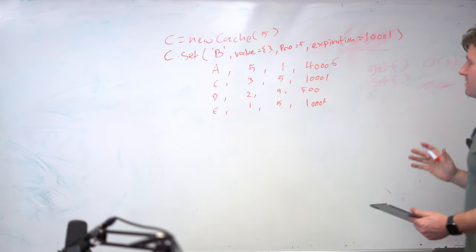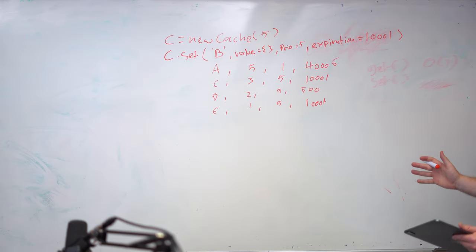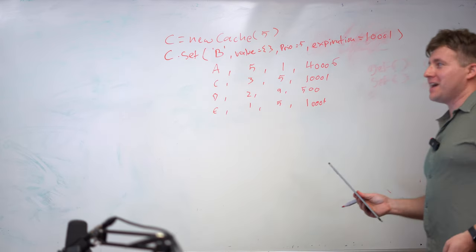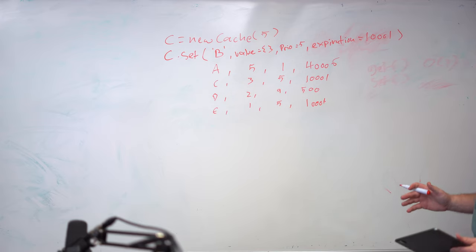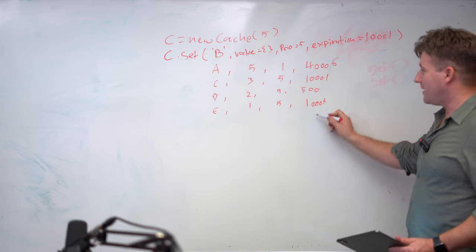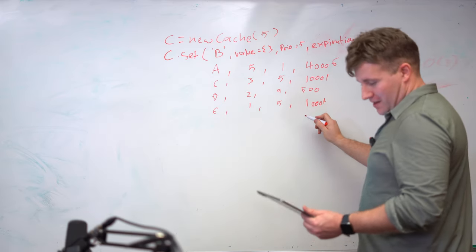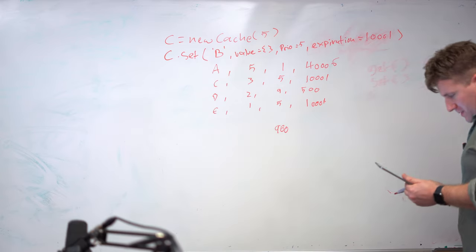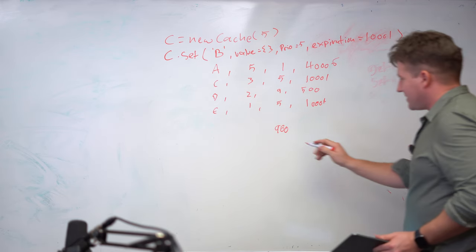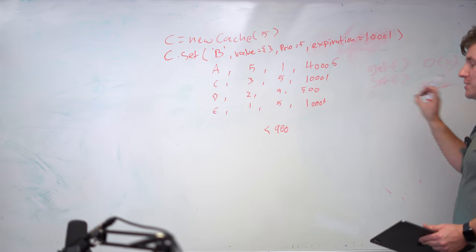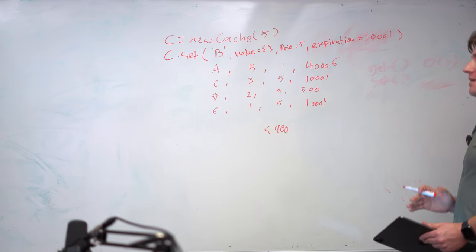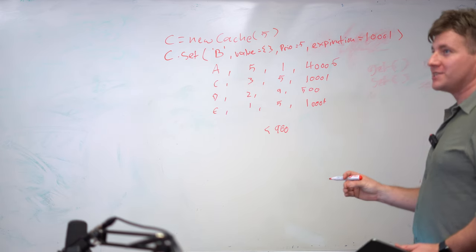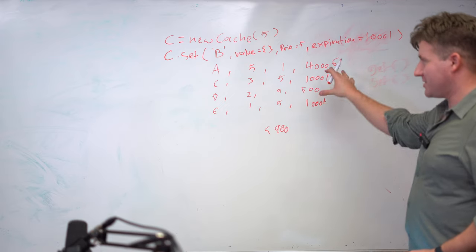Now, the only trick to this is when you set an item, if the cache is at capacity, we need to evict one of the items. And the eviction rule has two components. If the item has expired, so expired means that this number is less than the system time, and the system time, let's say, is 900. If it's expired, then you remove one of the expired items and you evict it. If there are no expired items, then of the lowest priority, you remove the least recently used. And least recently used is something that we're not yet tracking.